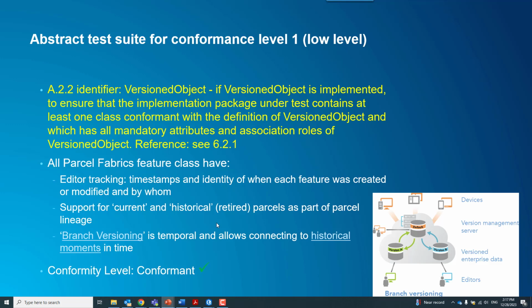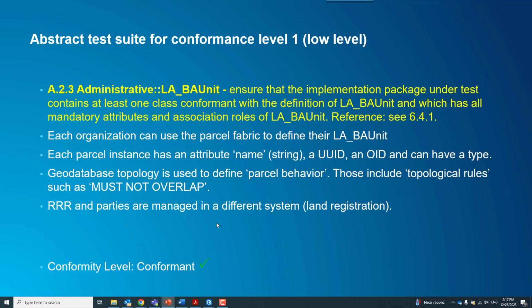Identifier, version object. If version object is implemented... too fast, back, one back. It's just moving so slow.